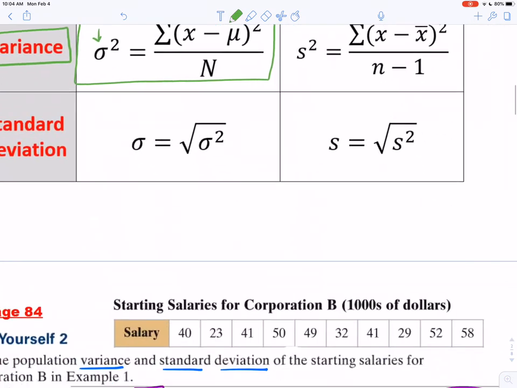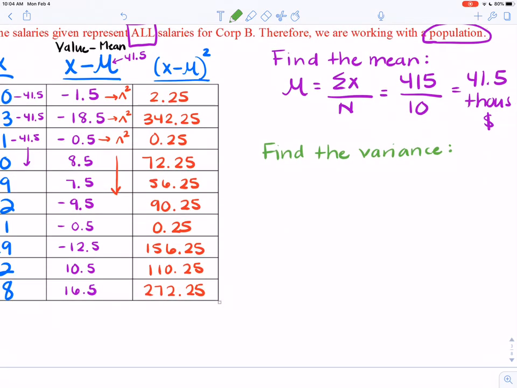Okay, so I'm going to pull that formula back over here, it says sigma squared, population variance. We'll take the sum of the deviation squared divided by n. Okay, so to get my sum, all I need to do is add up the squares that I have in this third column. All right, so if I take my sum, I'm looking at a sum of 1102.5.